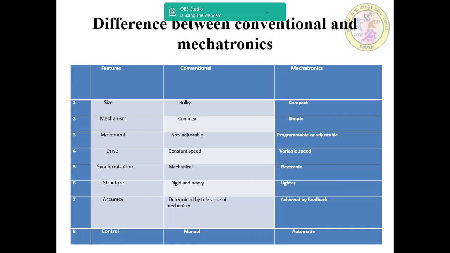Next feature is the control. In conventional, there is no automatic control, only manual control. By using the mechatronic system, it may be automatic. These are the differences between conventional as well as mechatronic systems.